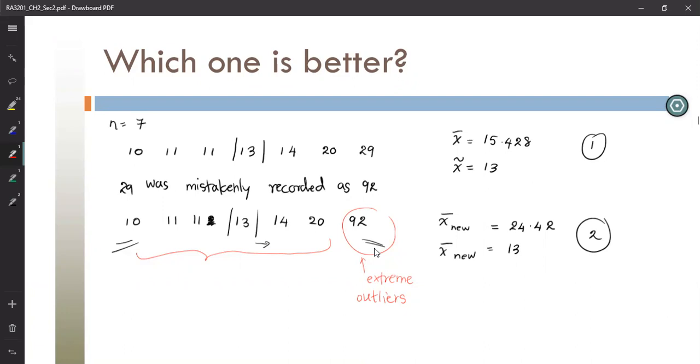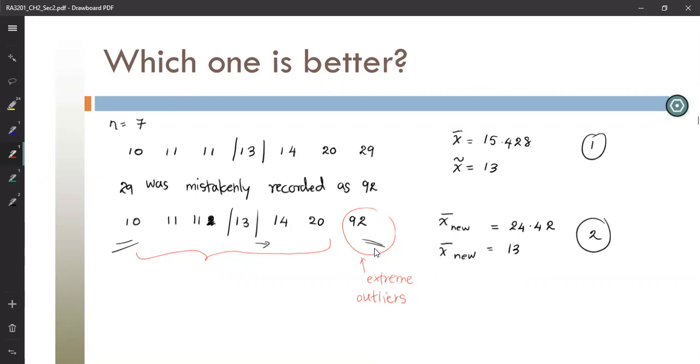Either it's the left tail or the right tail. The median is just the midpoint. So whatever happens in the tail, the median is not affected. The median will not be affected by these extreme observations or outliers. On the other hand, the mean will be highly affected by these extreme observations or outliers.